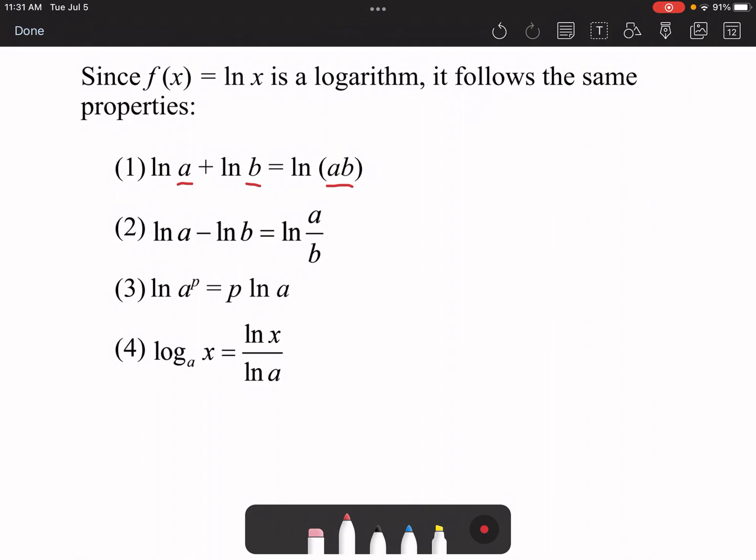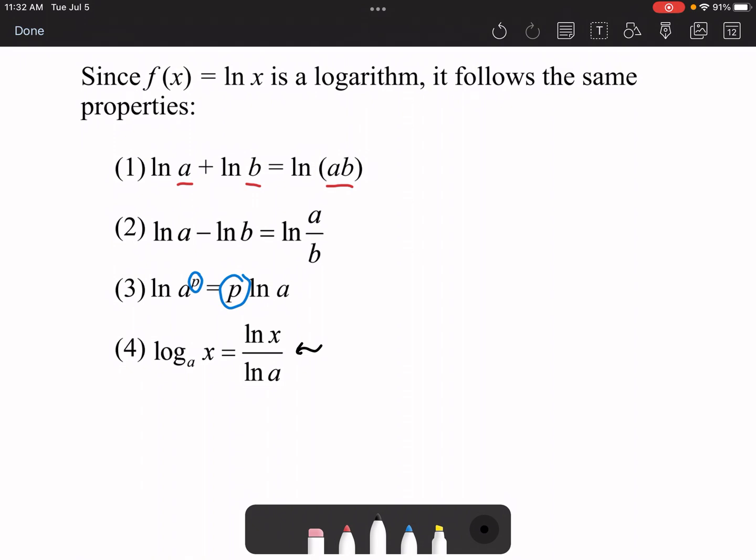One of the more interesting properties, ln of a to the exponent of p, allows you to take the p and put it out in front, making p ln a. And one of the better change of base formulas, log to the base a of x, is often referred to as ln of x over ln of a.